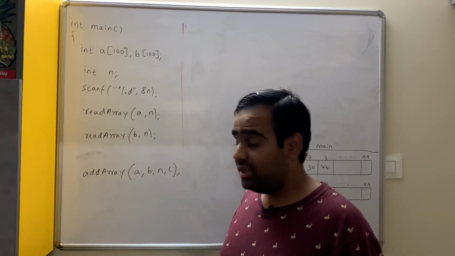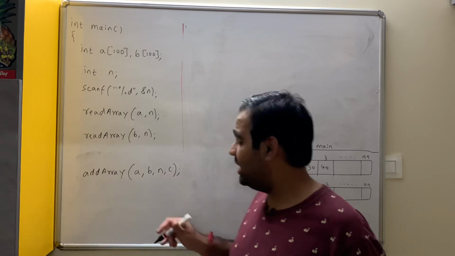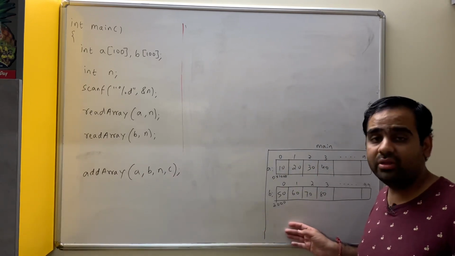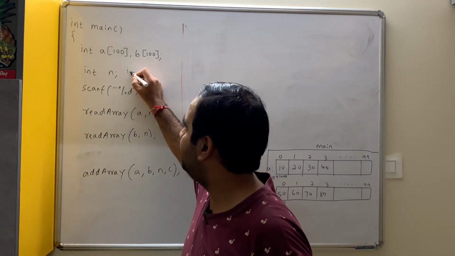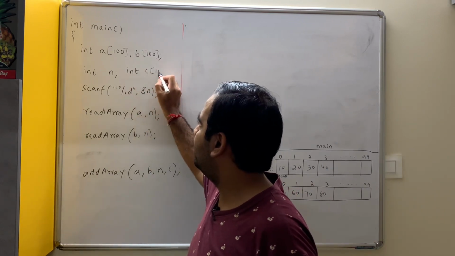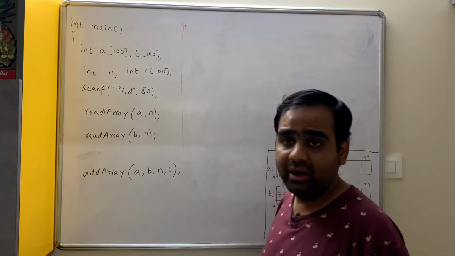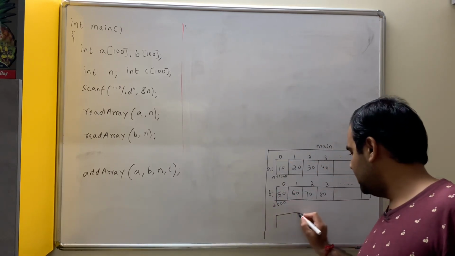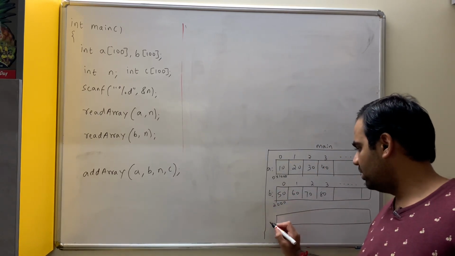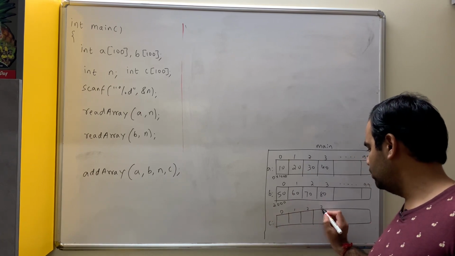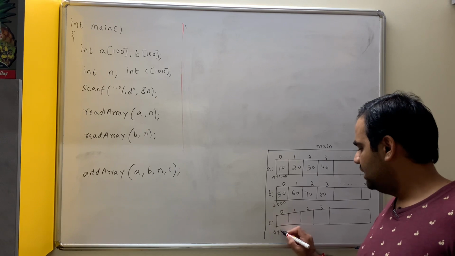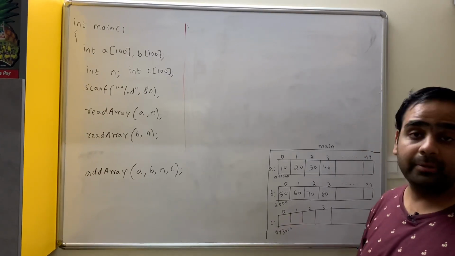Now what is C? C is an array. You are saying that you compute these two and store the answer in C. And we know that arrays are passed by reference. Now how does it work? Let us declare one more array called int C of 100. Another array will be created. The array name is C, the indexes are 0, 1, 2, 3 and so on up to 99. Let the address of this be say 3000.